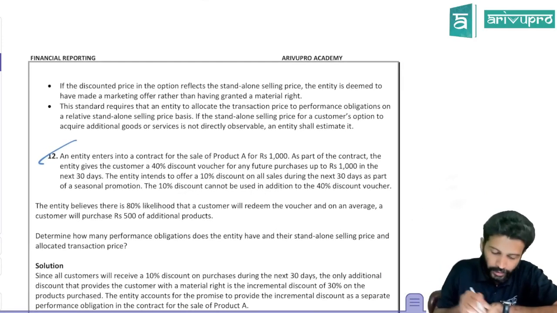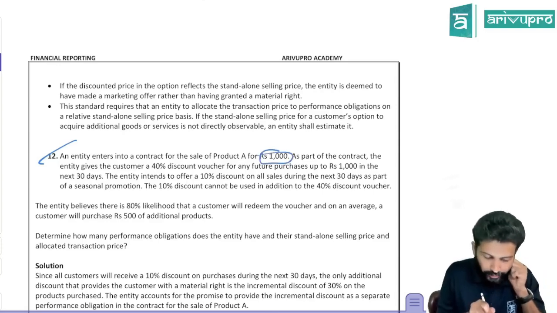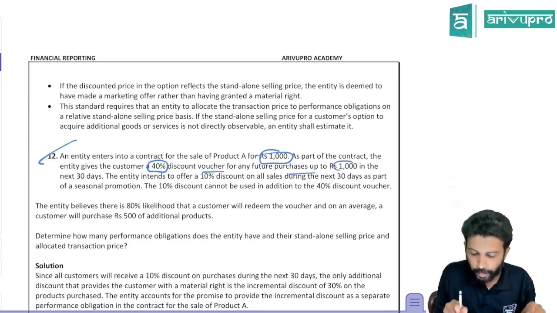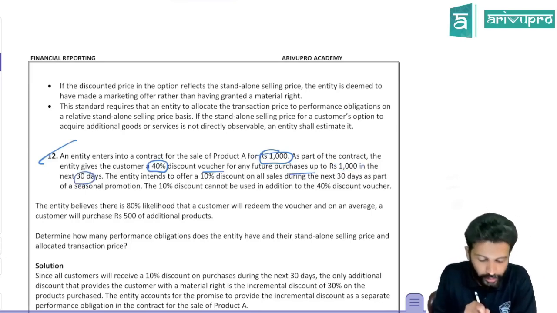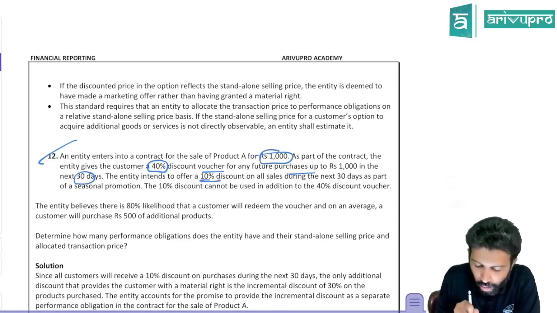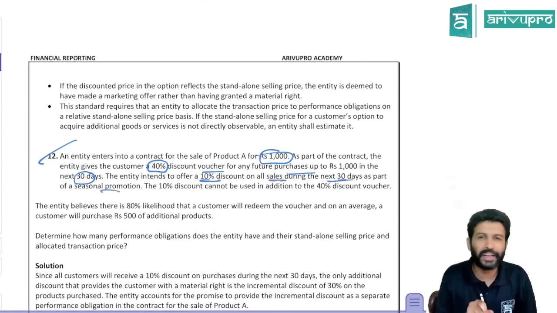This particular problem. An entity enters into a contract to sell product A for 1000 rupees. As part of the contract, the entity gives the customer a 40% discount voucher for any future purchase up to 1000 rupees in the next 30 days. Some discount voucher coupon you have received. The entity intends to offer a 10% discount on all sales during the next 30 days as part of a seasonal promotion. To everybody, we're giving 10% discount.